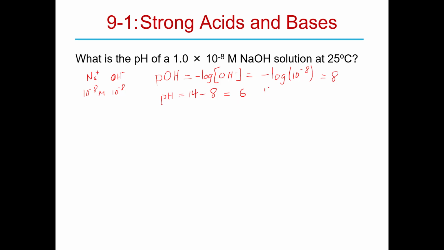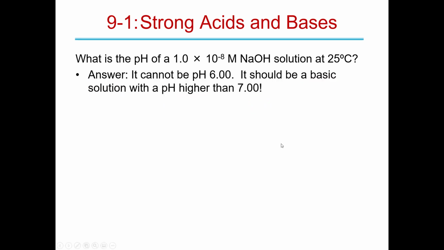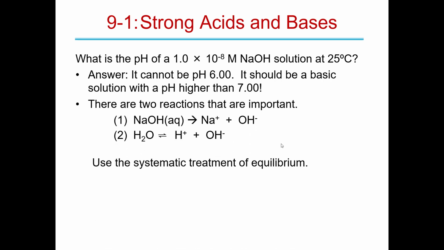Now, if you think about that a little bit, you'll realize that that's kind of surprising, right? Because sodium hydroxide is a base, and yet we're getting an acidic pH. So that can't be right. Something must have gone wrong. So that's right. It cannot be a pH of 6. It should be basic. A solution with a pH perhaps only a little bit higher than 7. So what do we need to do to solve this problem?